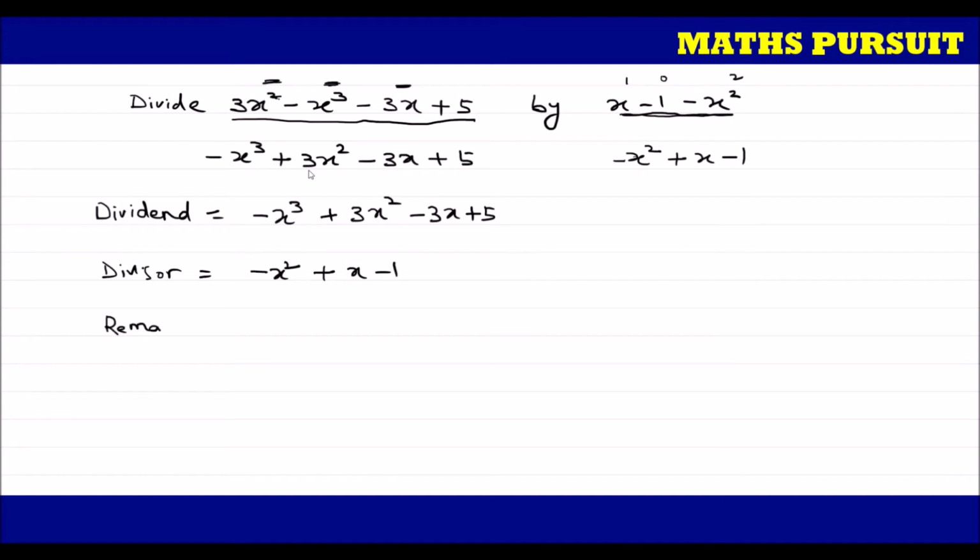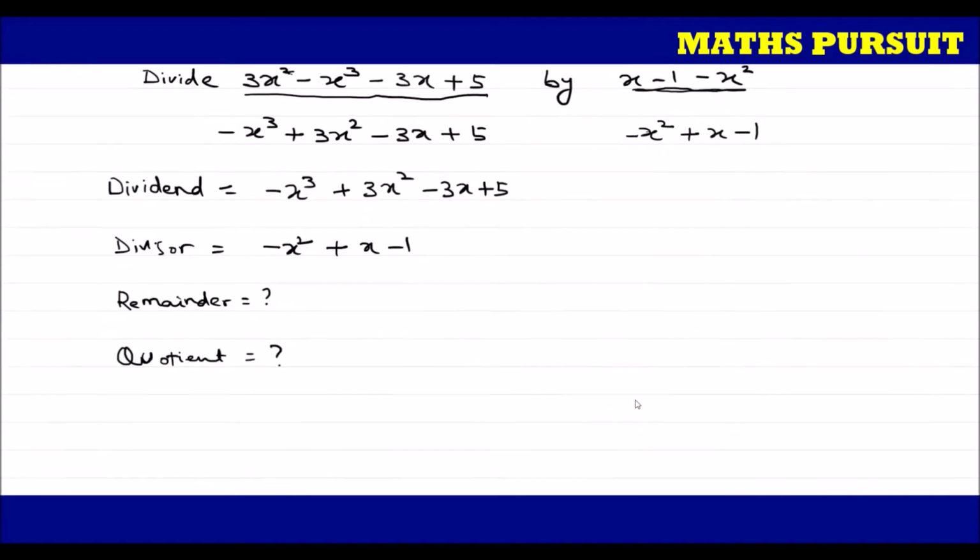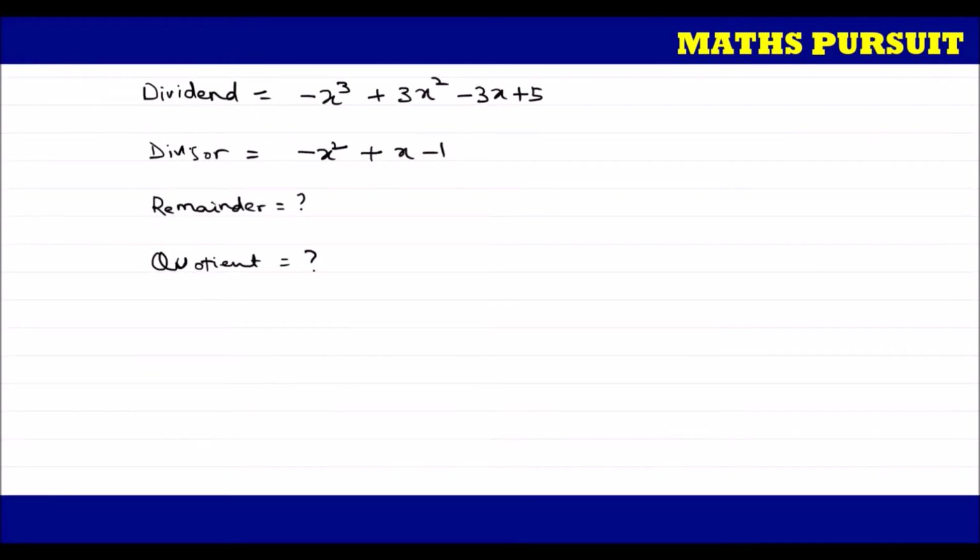We are going to find out the remainder and the quotient through our division process. These are the things that we are going to find out with the help of our division. Now let us move ahead quickly and do our division here. We very well know how to divide this type of polynomials. So here the dividend is x to the power 3 plus 3x to the power 2 minus 3x plus 5, and we are going to divide this one.